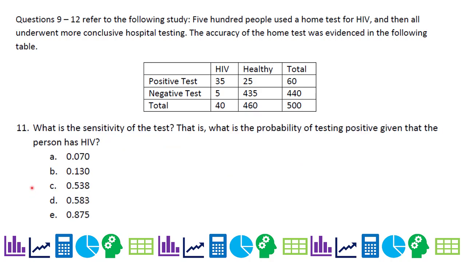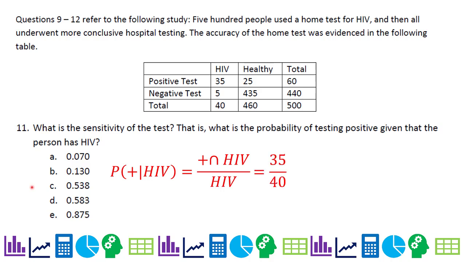Number 11, what is the sensitivity of the test? That is, what is the probability of testing positive given that the person has HIV? So positive given they have HIV, well, there are 35 that have tested positive out of the 40, which is 7 over 8. Or 0.875.